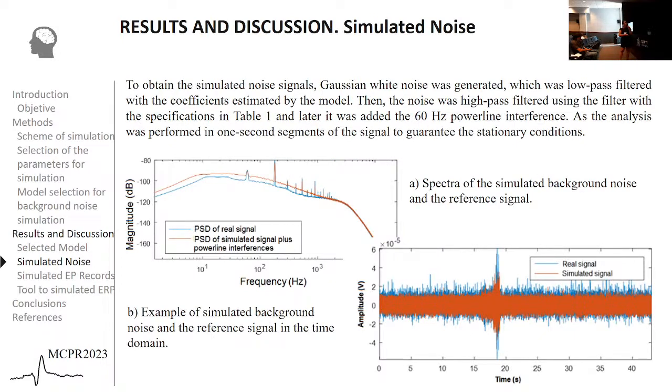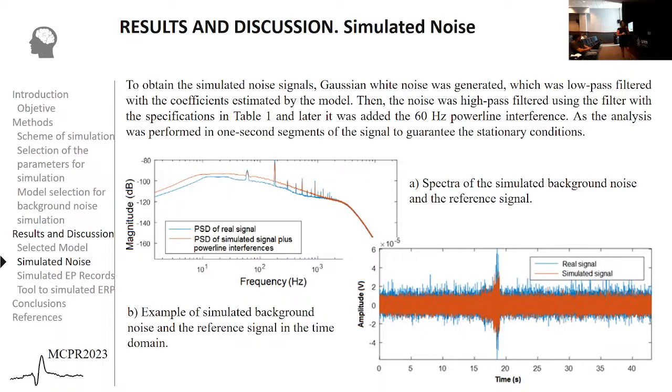To obtain similar noise signals, Gaussian white noise was generated, which was low-pass filtered with the coefficients estimated by the model. The coefficients are chosen in a random form. Then the noise was high-pass filtered using the filter with the specification in table 1, and later the 60 Hz power line interference was added. The analysis was performed in 1 second segments of the signal to guarantee the stationary condition.